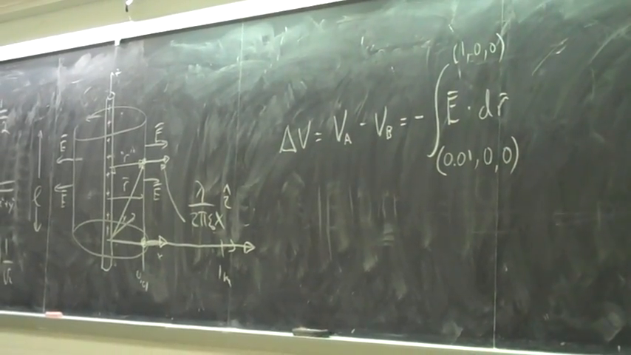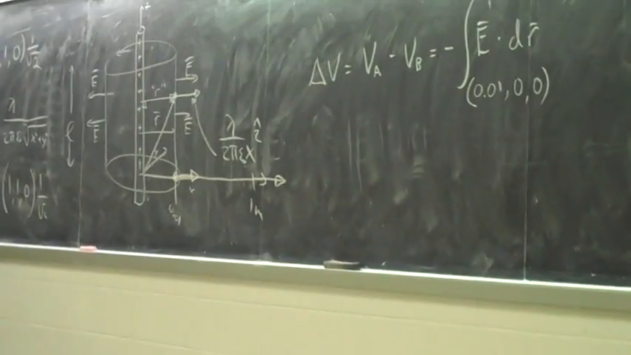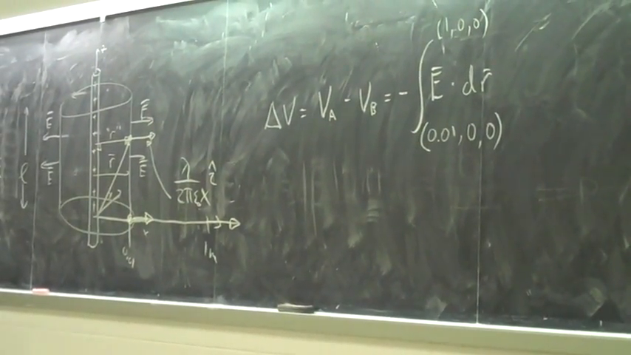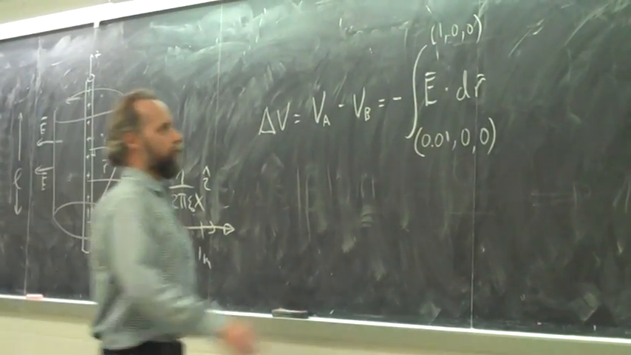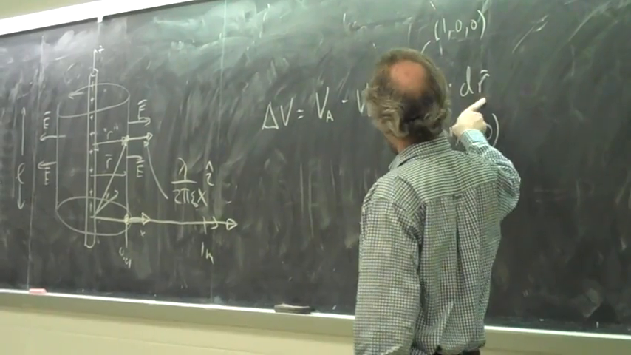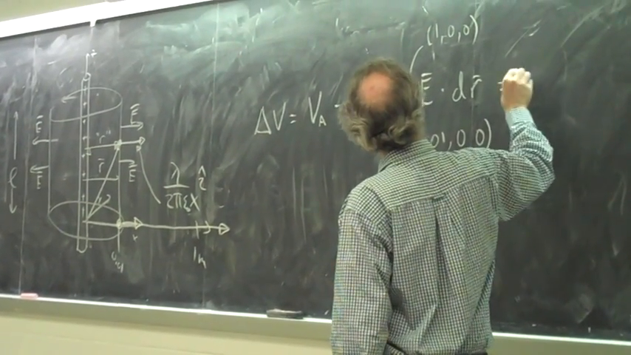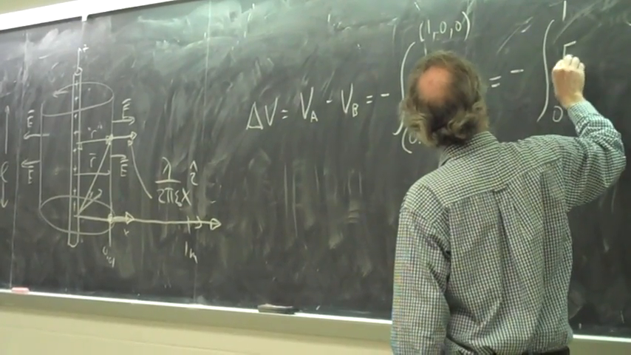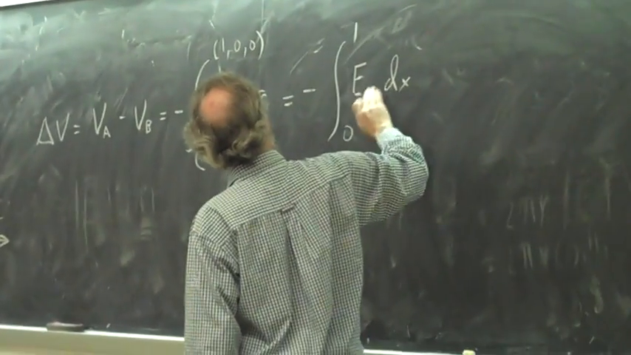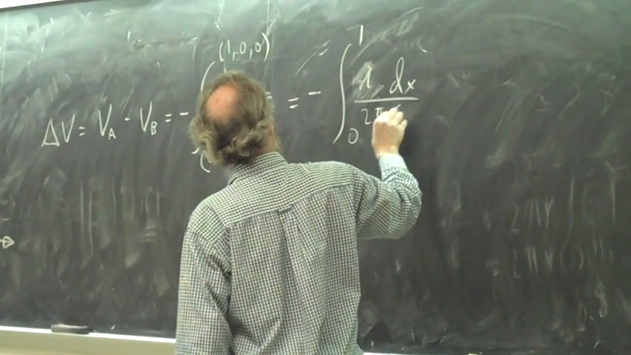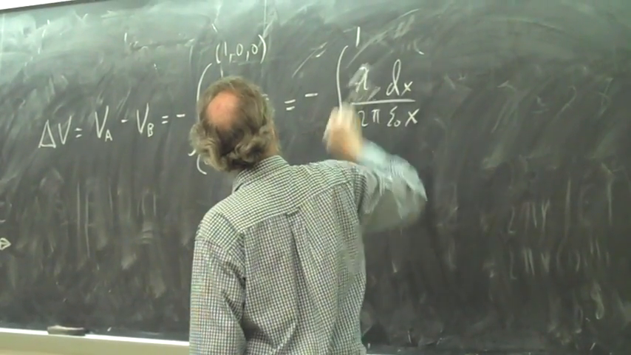So this particular one, and that's a choice. As long as you're going from a distance of 1 centimeter further out, you can pick any axis you want, as long as it's not the z-axis, or any direction you want. And so this whole thing only has an x component. So when I dot it with here, it'll only pull out the x component. So this is minus the integral from 0.01 to 1 of the electric field in the x direction, dx. And that's lambda over 2 pi epsilon naught x.